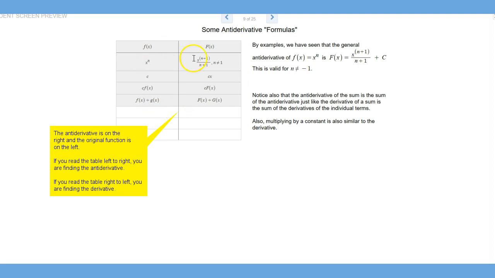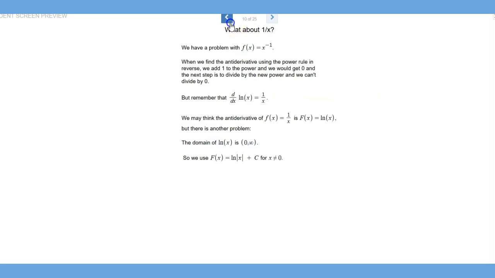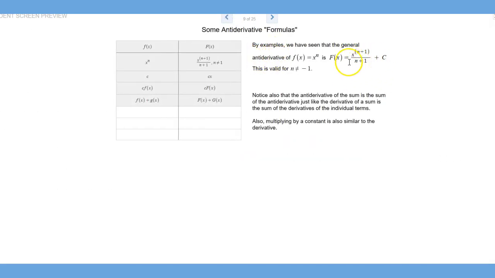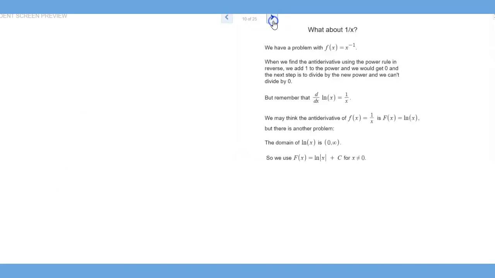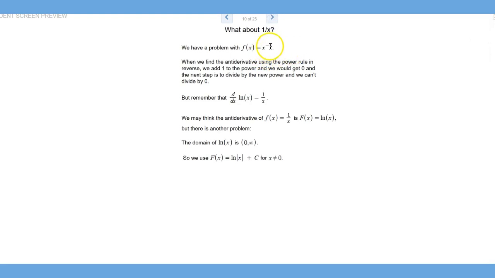So notice that in this table, this is the function, this is its antiderivative, and it's like you are reading it from right to left to find the derivatives. So notice there's a little bit of a problem when you have this power rule here, because when the power is -1, if you add 1 to that power, you get 0, and then you're supposed to divide by that, and you can't do that.